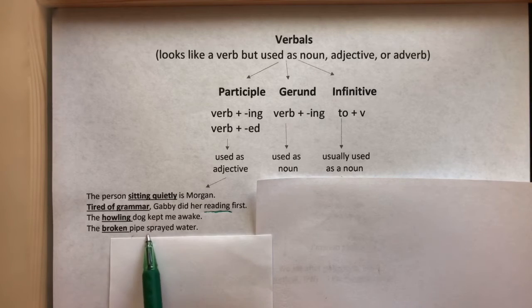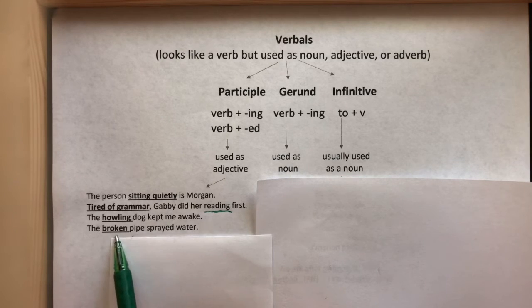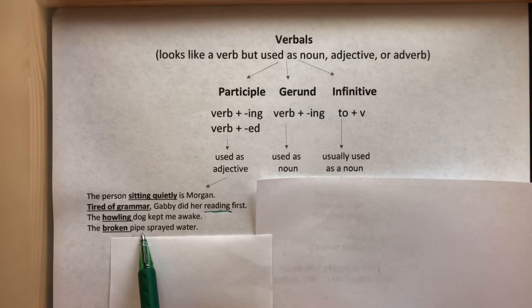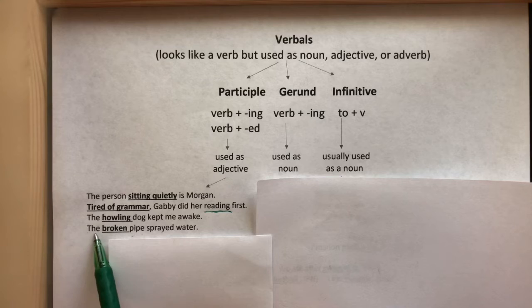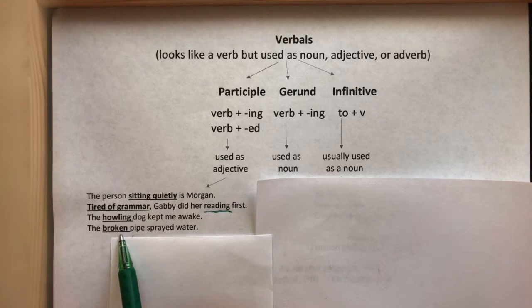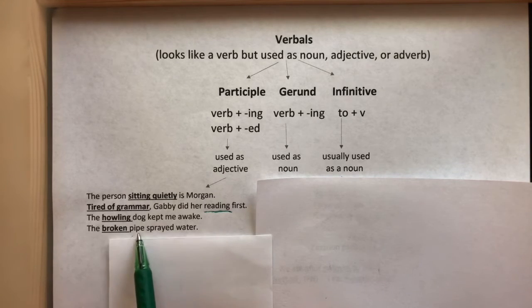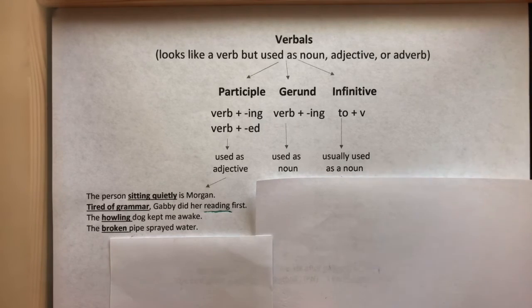The broken pipe sprayed water. Subject is pipe. What did the pipe do? It sprayed. What are we describing it with? What are the modifiers? The pipe, we'd use the and broken to describe pipe. They would both be adjectives. This would be an article adjective. This would be a participle that's used as an adjective. Okay, let's look at the next type.